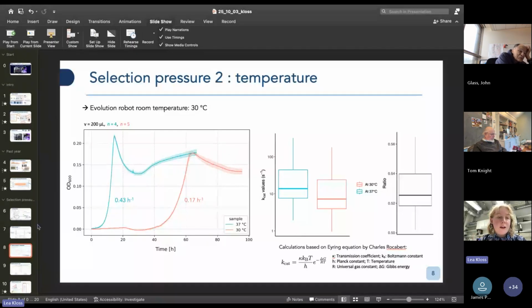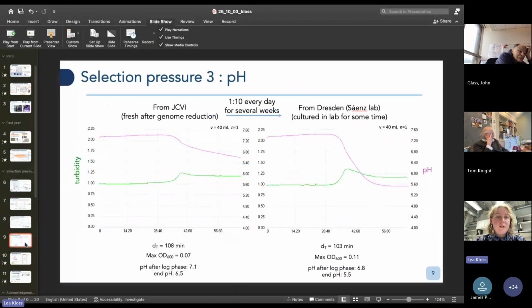The third thing I want to look at is pH, and the reason for that is that we also got cells from the Saints lab when I visited them. So we got cells from the JCVI which are fresh after genome reduction, and we got cells from Dresden which have been cultured in the lab for some time already. We don't know for how long, but basically some time.